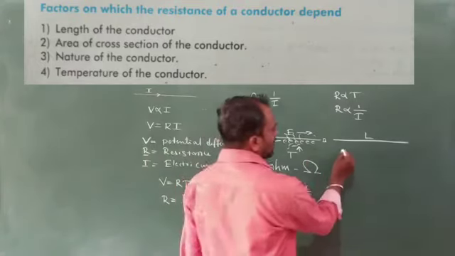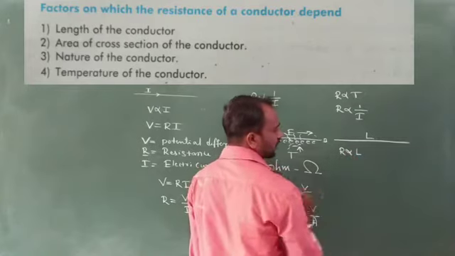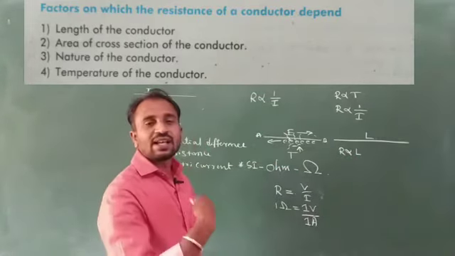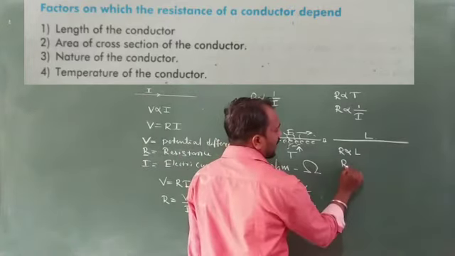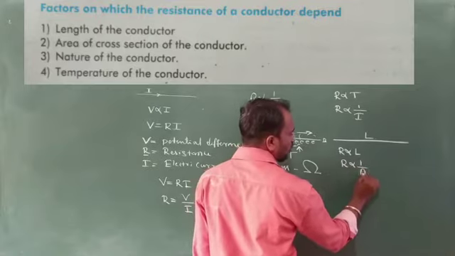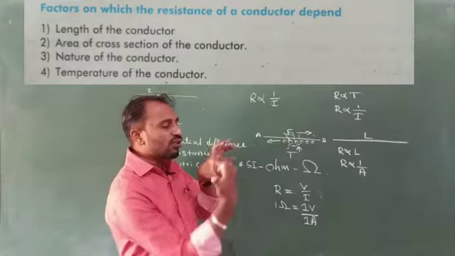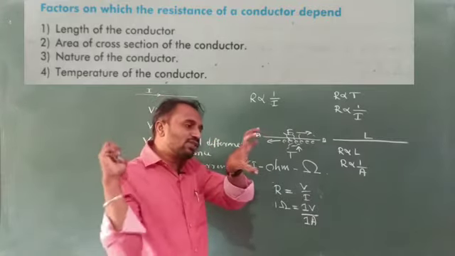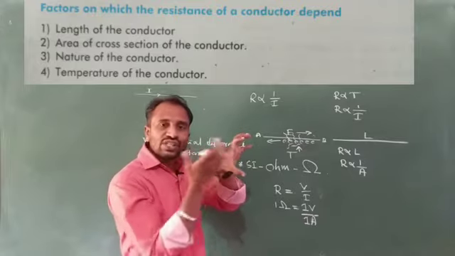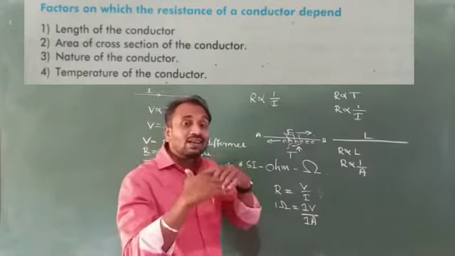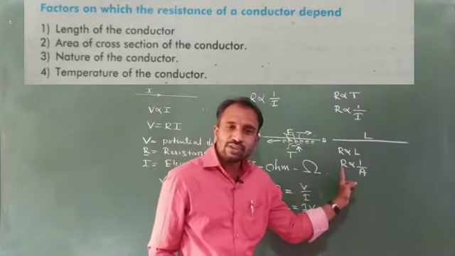So this resistance is directly proportional to the length of a conductor. It means when the length increases, automatically the resistance value increases, and resistance is inversely proportional to the area of cross section of a conductor. It means whenever the area of cross section of a conductor increases, the flow of charges increases. So for this reason the electric current increases. Electric current increases, it means the resistance value decreases.